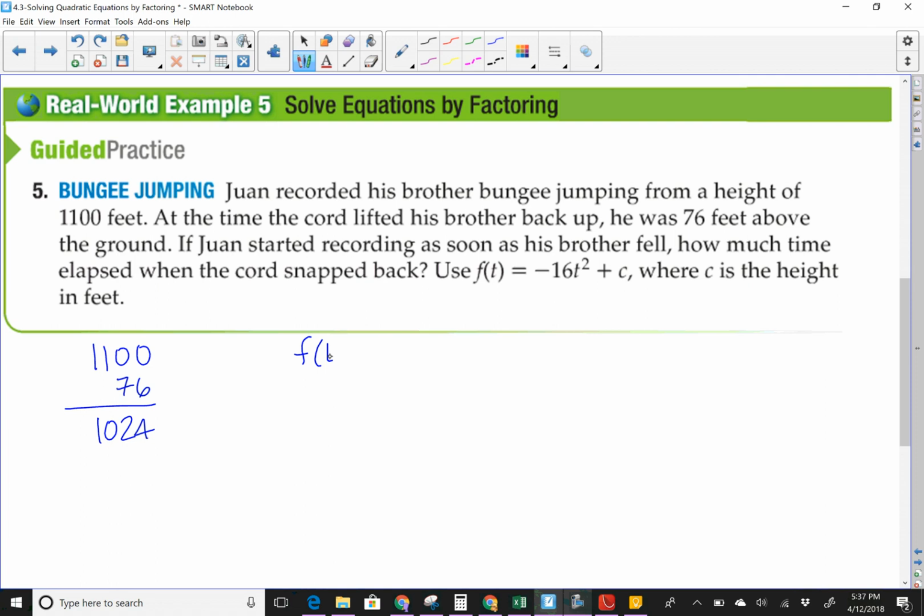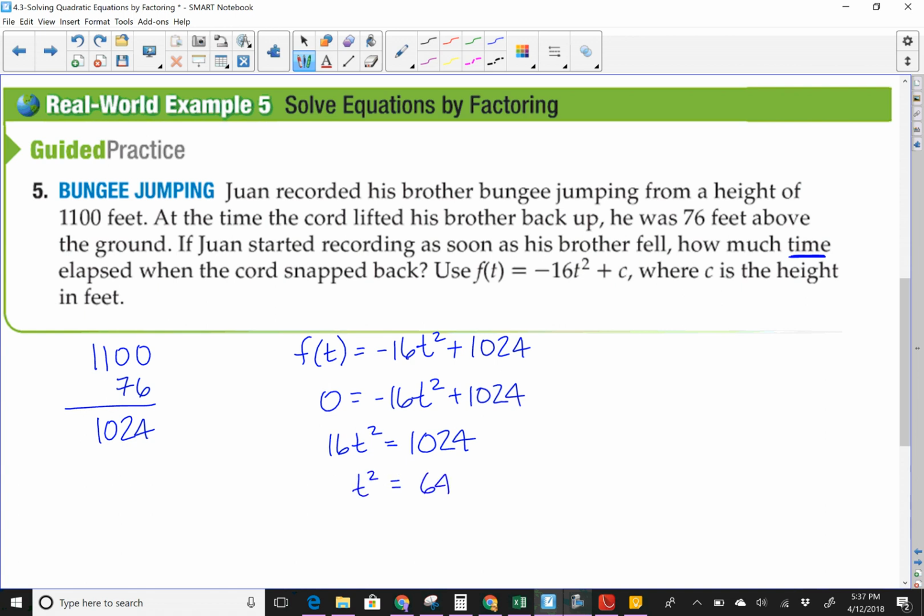So our function is going to be f of t equals negative 16t squared plus 1024. And if I want to know how much time elapsed, that means I'm looking for t. So I'm going to set that equal to 0 and solve it. 16t squared equals 1024. When you divide both sides by 16, you get t squared equals 64. So t, of course, equals plus or minus 8. We cannot have a negative time. So at what time does it happen? 8 seconds. So for 8 seconds, he was just falling.